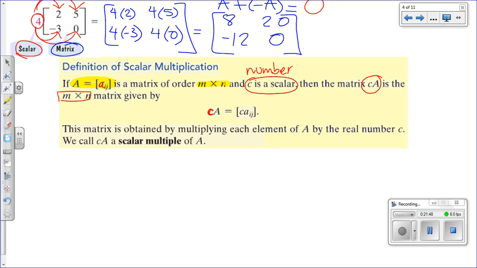And so we can define it this way. And this becomes very important to you, future computer scientists and engineers. So the matrix is obtained by multiplying each element of A by the real number C, just like I did in my example here. And so what we say about this matrix is we call it the scalar multiple of A. Excellent question for your quiz. So next slide.